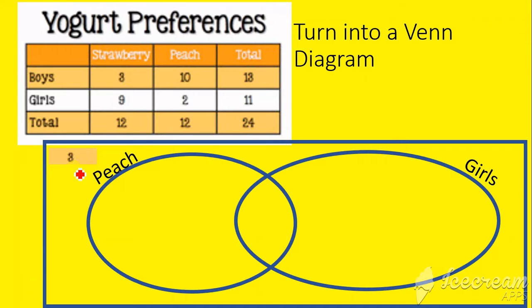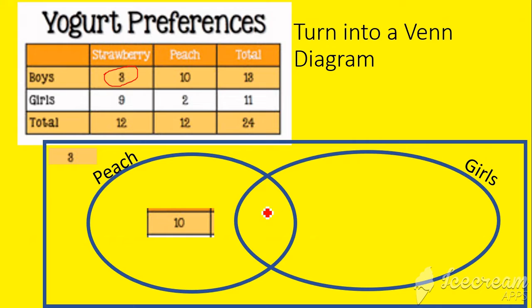Okay. So outside, I've already put a 3 there. Outside has got to be people that aren't peach, which must be strawberries, and that aren't girls, which must be boys, which is 3, which is that one there. Okay. Now you've got to think about my first section. I want the peaches that are not girls, which are boys, that's going to be 10.